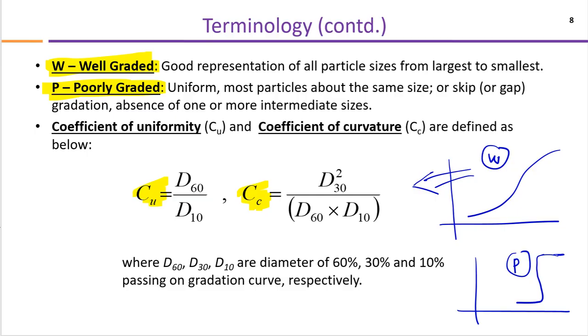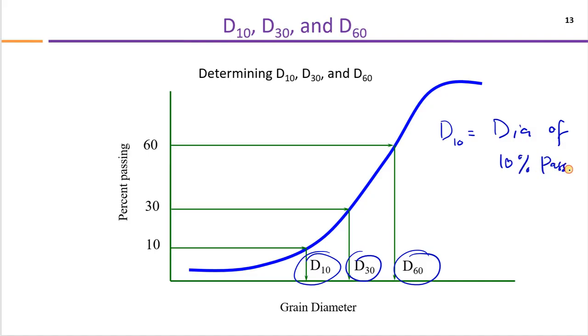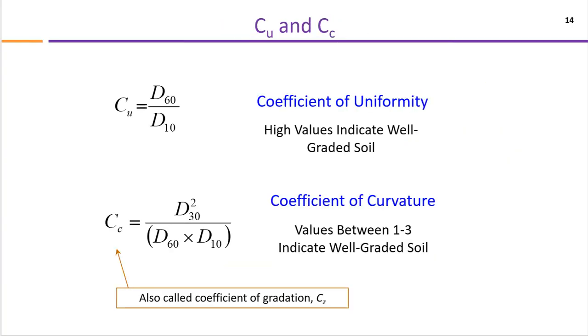Okay, now we have seen some of the terminologies. We have already talked about how you calculate Cu and Cc. For Cu and Cc, we calculate D10, D30, D60. You know how it is calculated. D10 is the diameter of 10% passing, and similarly the diameter of 30% and 60% passing, and from there you calculate the coefficient of uniformity and coefficient of curvature. These coefficients will help us decide if the soil is poorly graded or well graded.